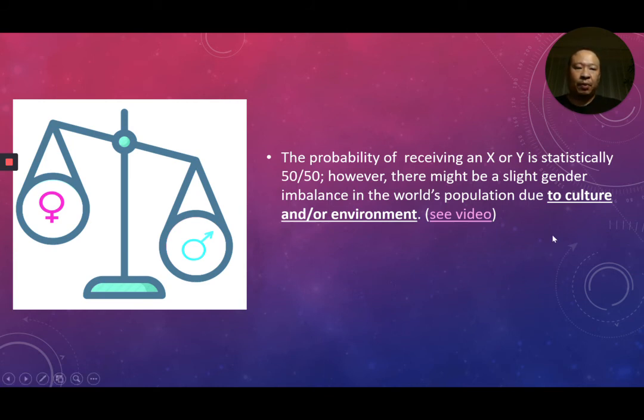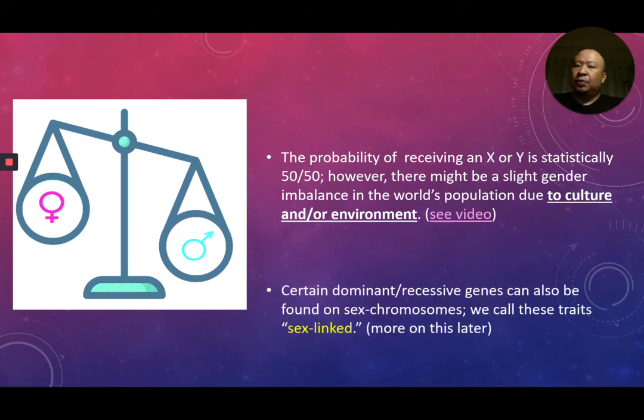Now, the one last thing about your sex chromosomes. Your sex chromosomes do contain dominant and recessive genes that are only found on the sex chromosomes. And these genes can also affect other characteristics other than gender. We have talked about one of these characteristics before. They're mostly called sex-linked. The one that we have discussed briefly before is basically color blindness.